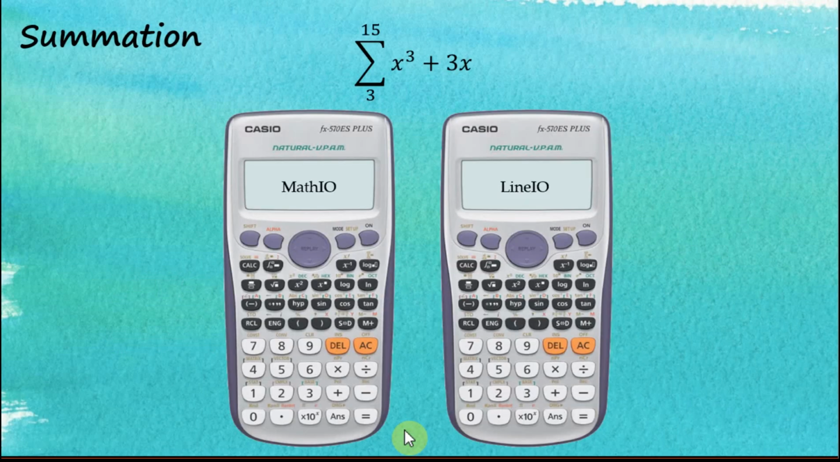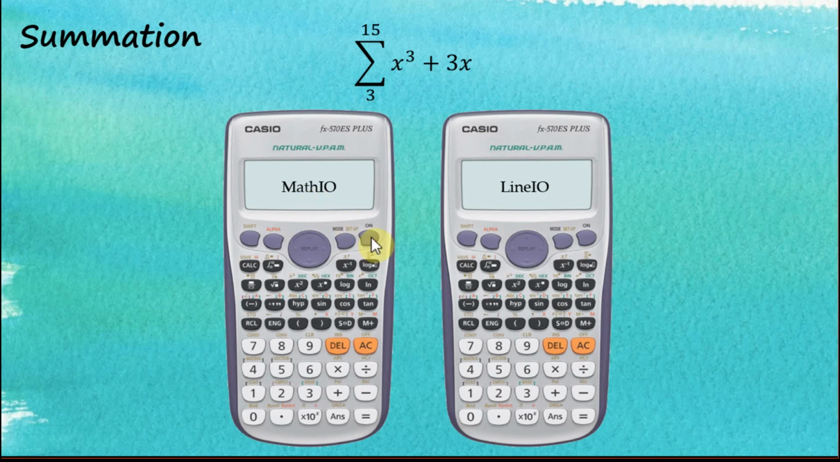The Casio fx-570ES Plus calculator also allows us to find the summations of functions from one number to another. Okay, and the button for the summations is here. In this video, I'm going to show you how to do this for the math input output and linear input output. Let's start with the math input output.